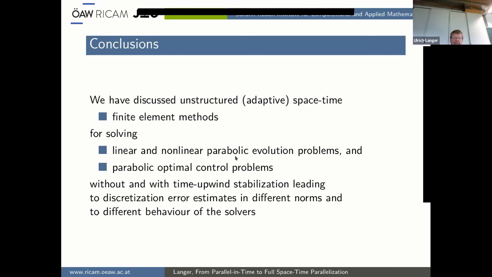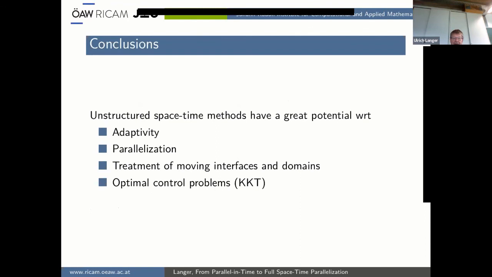In my opinion, and this was already mentioned several times, space-time methods in general, but I think also unstructured space-time methods, have great potential with respect to adaptivity simultaneously in space and time, if you have a solution that goes really through the space-time cylinder. Parallelization is easy, like in the elliptic case. We always use METIS. Treatment of moving interfaces and domains, because we are fixed. And optimal control problems, but also shape optimization problems.